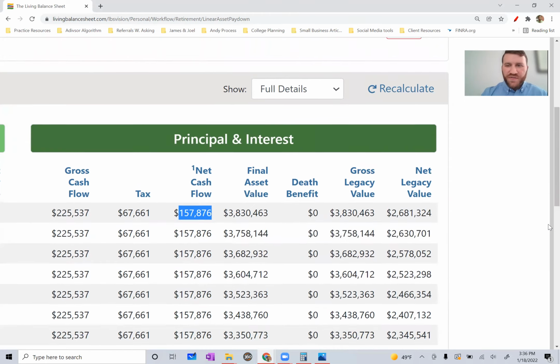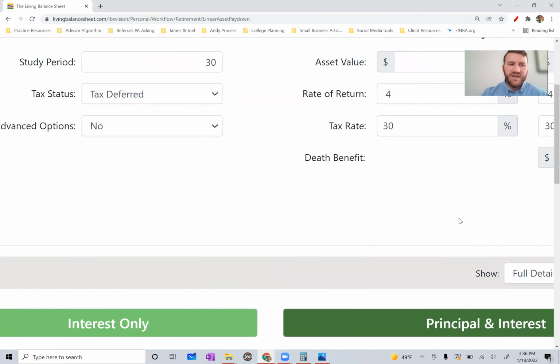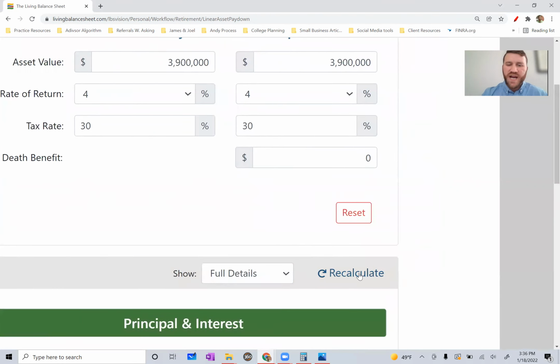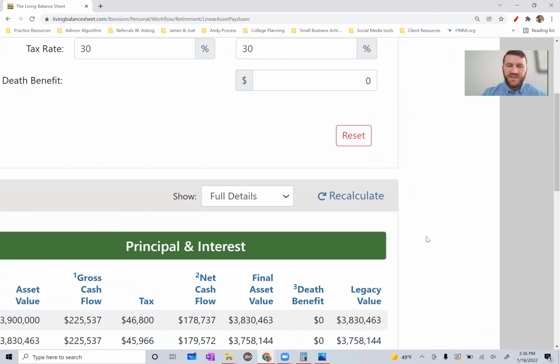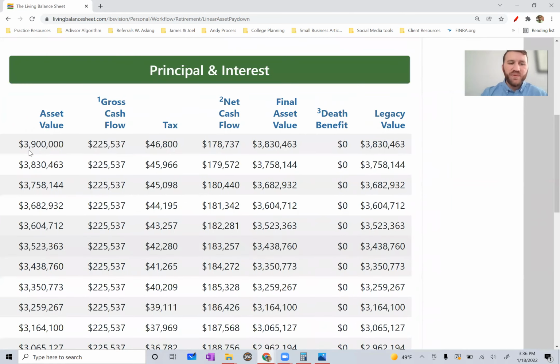I'm going to throw in the bonus here and just say, what if instead of all this money being tax deferred, what if it was taxable? Let's just look at that. What if all this money, instead of being in a retirement account, was in, say, an after-tax investment account? And so we had a basis in it, meaning that we had $3.9 million. We're going to do the same thing. We're going to pull out a gross cash flow of $225,000.